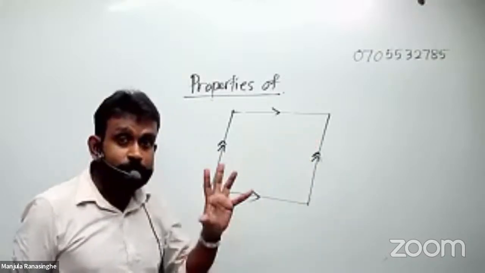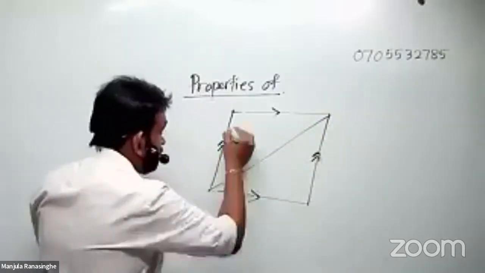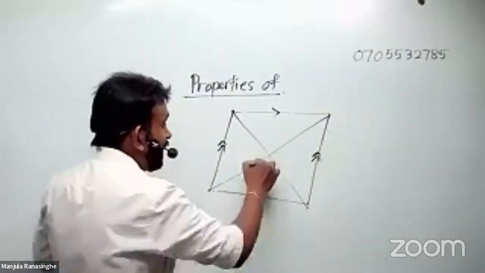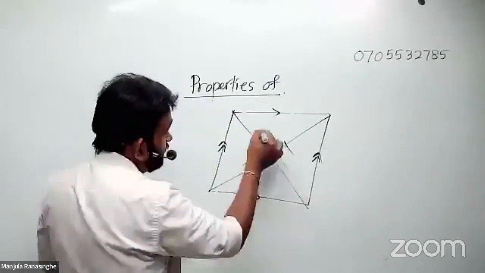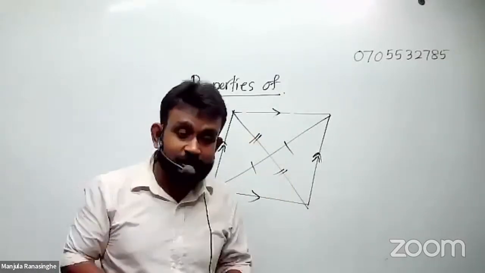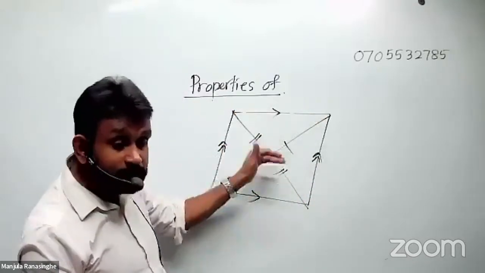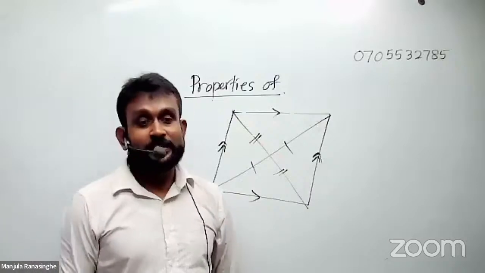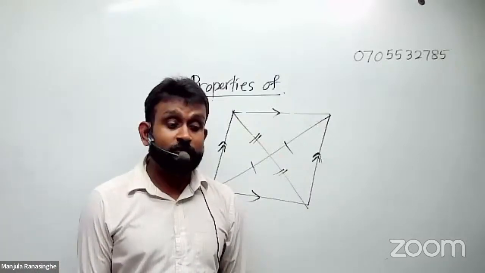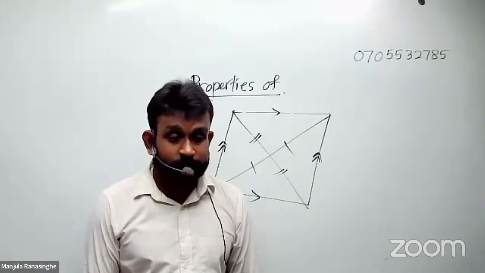These two equal. Right. Then the next one, when diagonals are drawn, the diagonals bisect each other. This part equal, this part equal. The diagonals are bisected. Right. Other than that, you can say that by the diagonals, the area is also bisected. Right. So these are the features of a parallelogram. Properties of parallelograms.